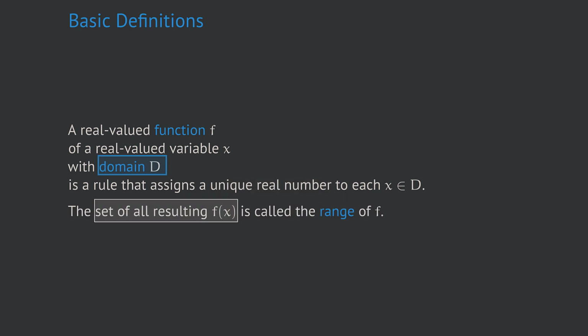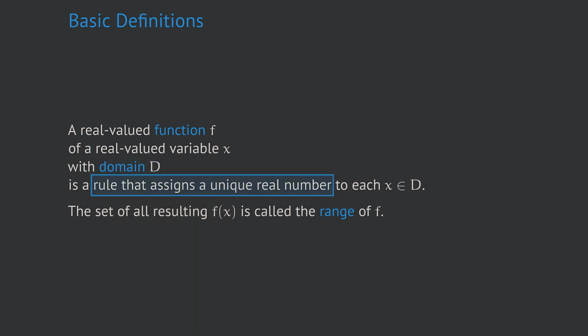We call the set of all resulting function values f of x the range of f. The range is some sort of footprint of the function. So if we run through all x element d and log the resulting f of x for all these x element d, the altogether result, that means the set of all these values, will be the range of f.